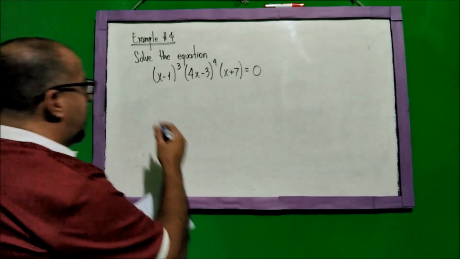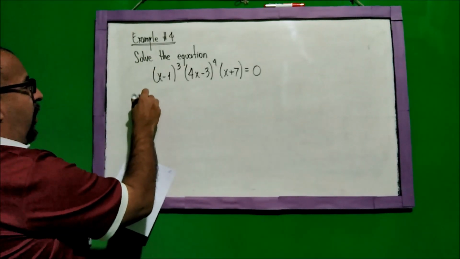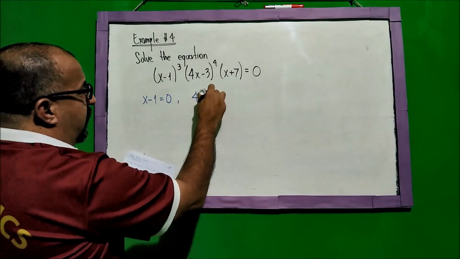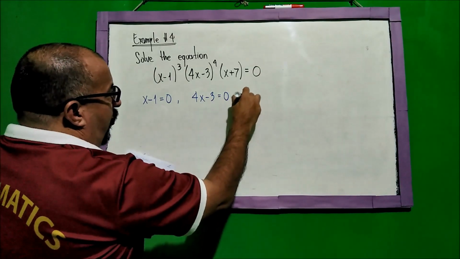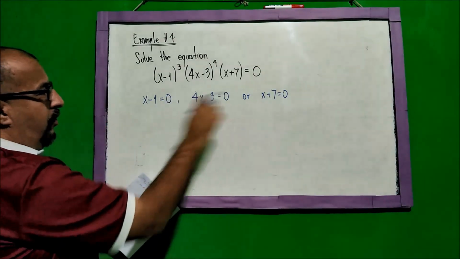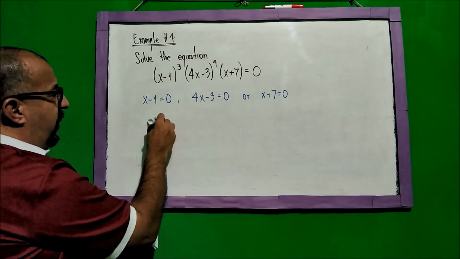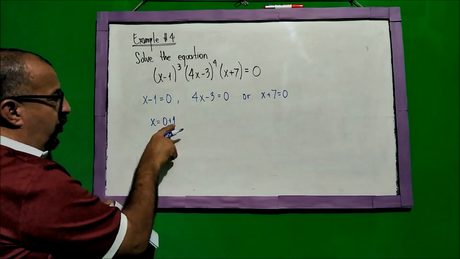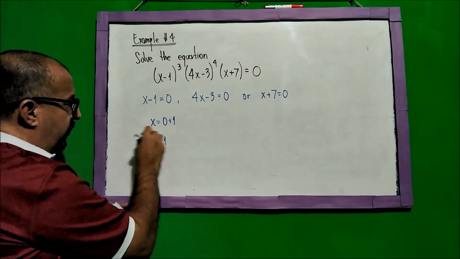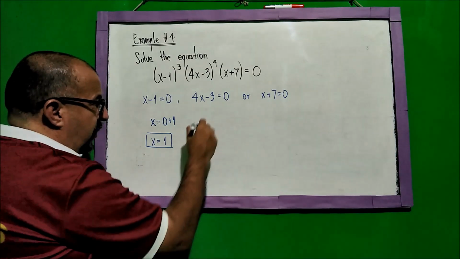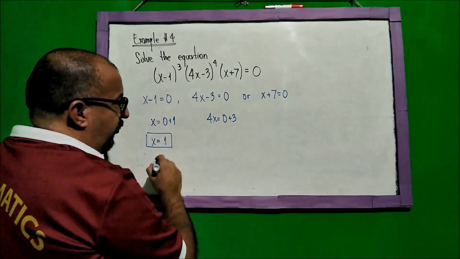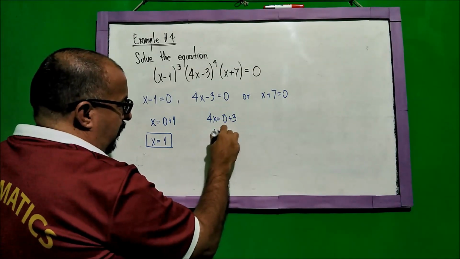So we're going to solve them separately, remembering that we only need to copy each once. So here we have x minus 1 equals 0, 4x minus 3 equals 0, or x plus 7 equals 0. And in here then we go solving each one of them. This one will become x equals 0 plus 1. Remember doing the inverse operation on the other side of the equation. Therefore we have x equals positive 1. Then we solve this one for x equals 0 plus 3. Then x equals positive 3.